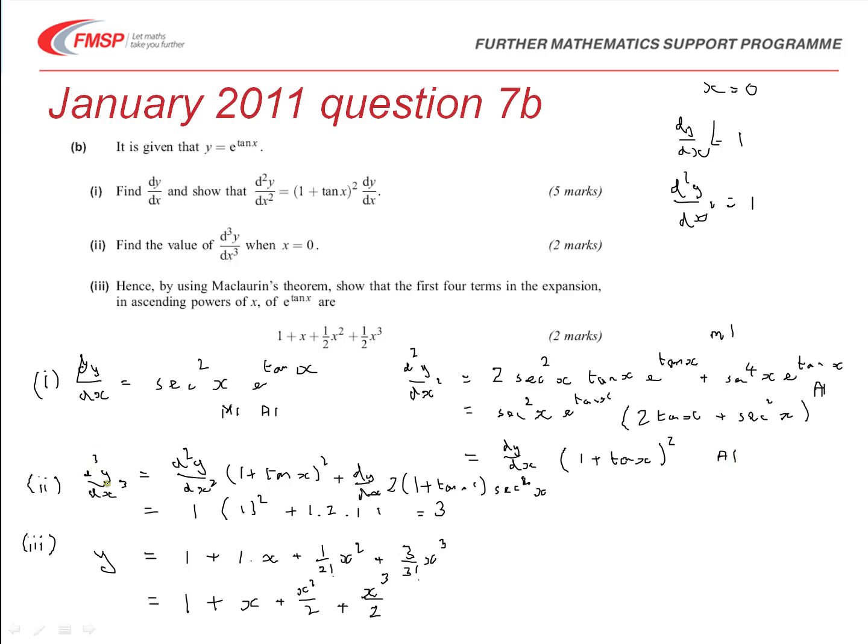For evaluating the third differential, again we'll get 1 mark for the correct differentiation, and then 1 mark for evaluating it correctly, and then finally for them knowing what all the various differentials are and applying that into the expansion and getting the correct result will give us our final 2 marks in this part of the question.